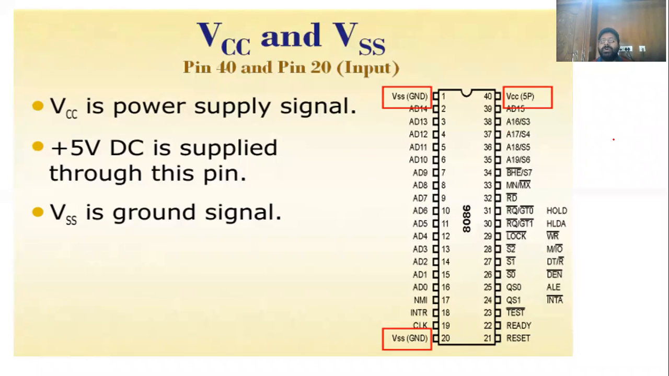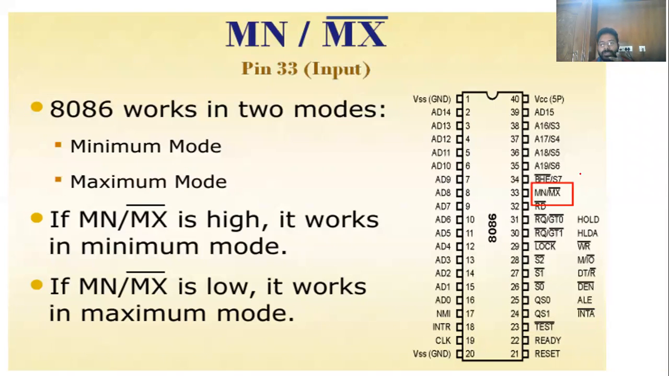Now the power pin: the microprocessor accepts a 5 volt supply. Then you know the microprocessor works in two different modes. What are the two modes? Minimum mode as well as maximum mode.